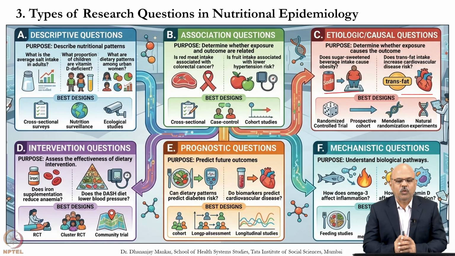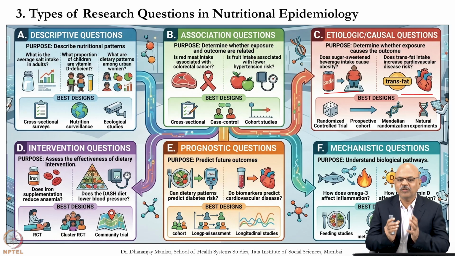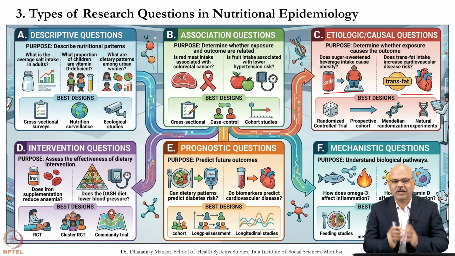Okay, prognostic questions. You may see it is when you have the effect of that. So the purpose is to predict future outcomes. We have nutrition epidemiology and the dietary intervention to give us future outcomes. So to predict this, you can use a prognostic question. Can dietary pattern predict diabetic risk? This can be one example. Or do biomarkers predict cardiovascular disease? Yes, it is, and it has been proven that they can do it. What can be the best designs? Cohort, longitudinal studies.